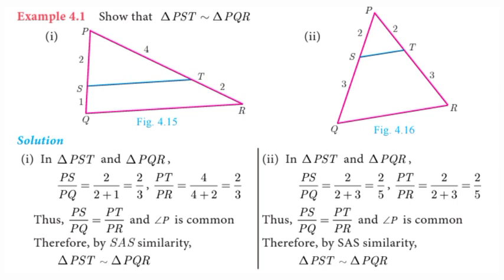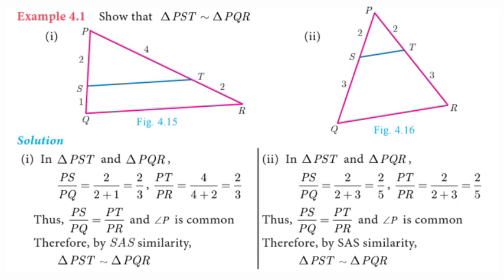Now take the second triangle PQR. We have two corresponding sides: PT divided by PR. What is the PT value? That is 4, divided by PR, which is PT plus TR. Therefore 4 plus 2 equals 6. So 4 by 6, we cancel: 2 2s are 4, 3 2s are 6, equals 2 by 3. Thus PS divided by PQ equals PT divided by PR, and P is a common angle. Therefore by SAS similarity, triangle PST is similar to triangle PQR.